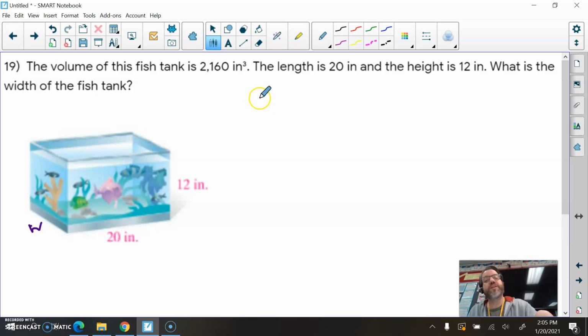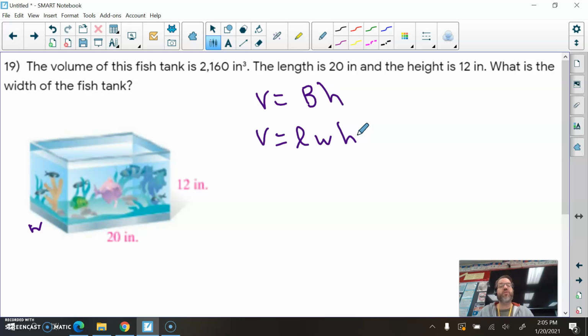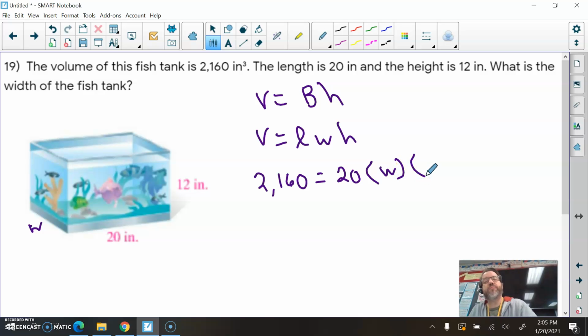All right, so let's write our formula down. Volume equals area of the base times the height. Since it is a rectangular prism, the area of the base would be length times width. So I'm just going to write that down. Volume equals length times width times height. And then we'll fill in what we know. This time we're given the volume. It's 2,160 cubic inches. So 2,160 equals the length, which is 20, times the width, which we do not know, times the height, which is 12.